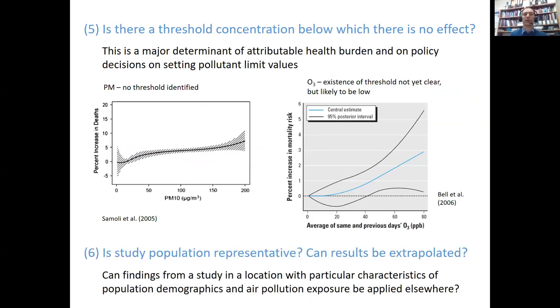The final point to note: is my study population representative? Can I extrapolate my results from one area to another area? So if I measure health effects and health risk in Edinburgh, is that appropriate for London? Is London appropriate for China? Is China appropriate for Australia? And so on. These are people that are going to be exposed to different pollutant mixes. They're going to have different lifestyles, different genetics, perhaps. So the issue of using health response coefficients from one study in another study is also an area of issue.